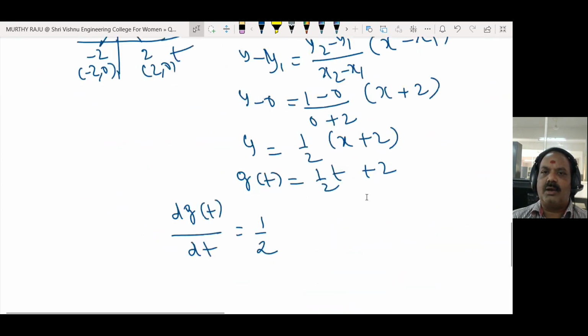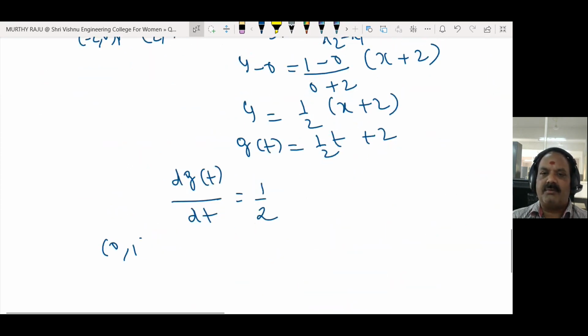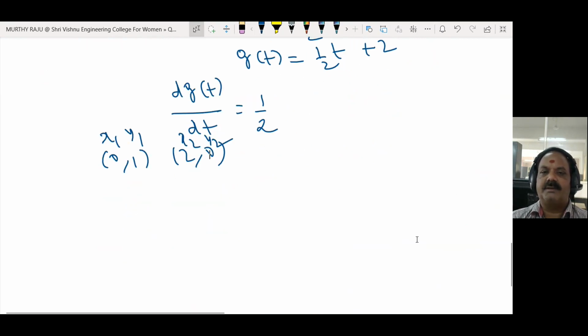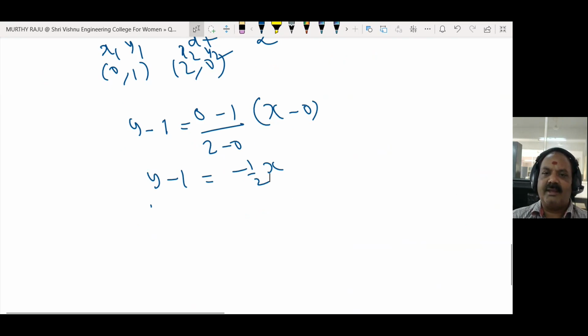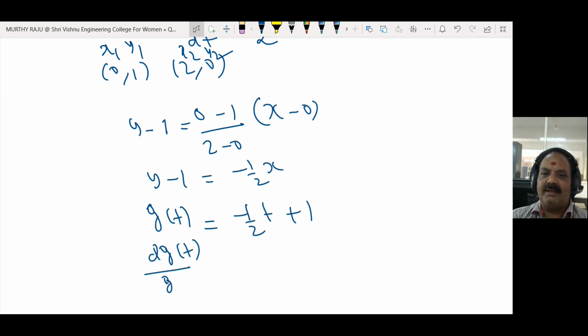For the second line, the points are (0, 1) and (2, 0): x1, y1, x2, y2. y minus y1 is y2 minus y1 by x2 minus x1 into x minus 0. Y minus 1 is equal to -1 by 2 x. Y is g of t, x is t plus 1. dg of t by dt is equal to -1 by 2.